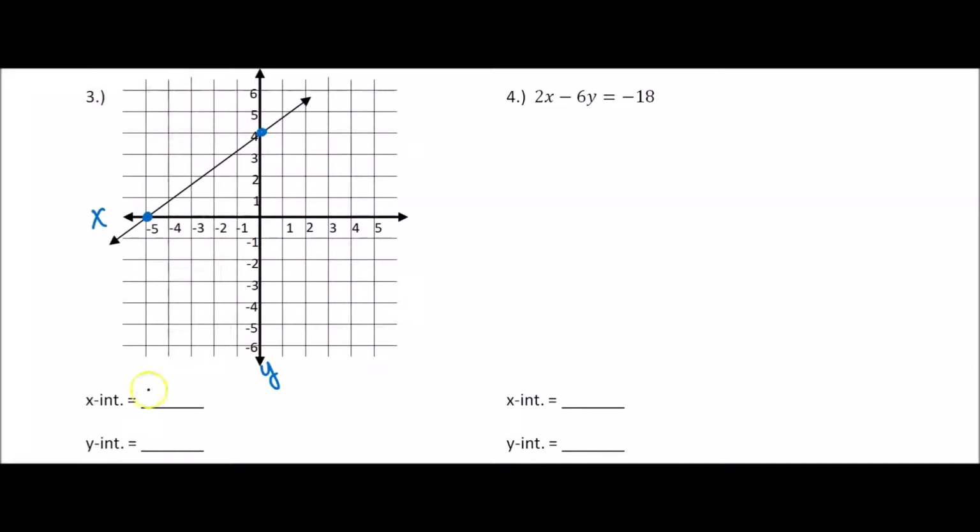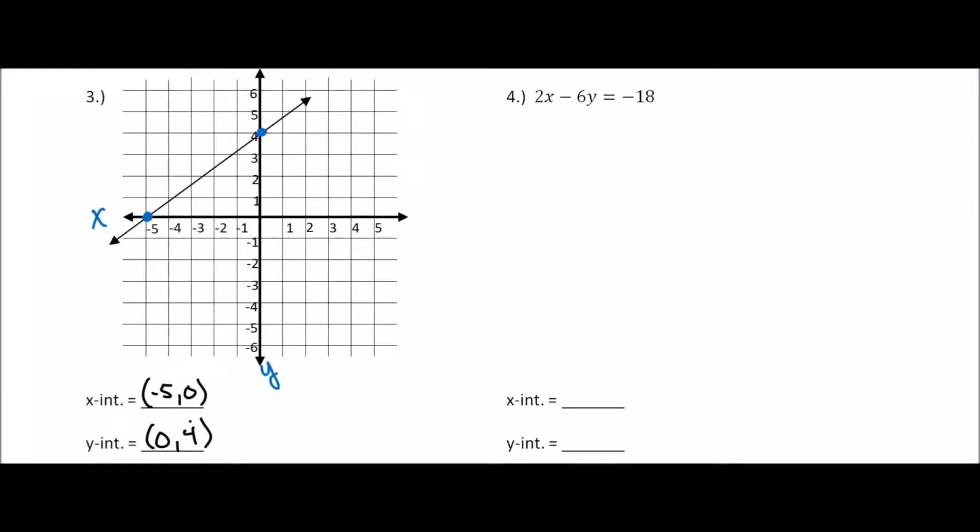And we should always write those as ordered pairs. So the x-intercept is -5, 0. The y-intercept is 0, 4. And one of the reasons we always want to write those as ordered pairs is because algebraically the x-intercept is when y equals 0, the y-intercept is when x equals 0, and I can see that with these ordered pairs.